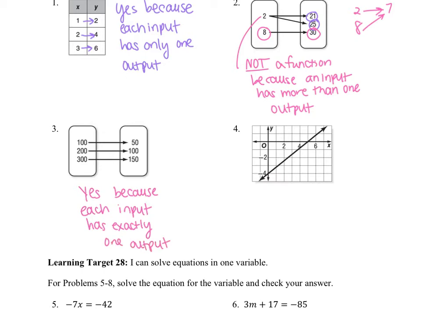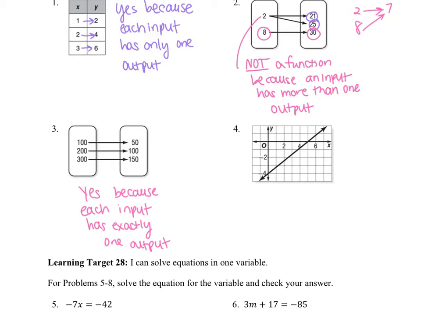And number 4, we're trying to see if this is a function. This is just a line, so we want to make sure that every input has one output. So like if your input's 0, it only goes to negative 4. If your input's 1, it only goes, here, which is negative 3 and a little bit. 2 goes down to a little under negative 2. 3 goes to about negative 1.5. So it looks like every input has only one output.